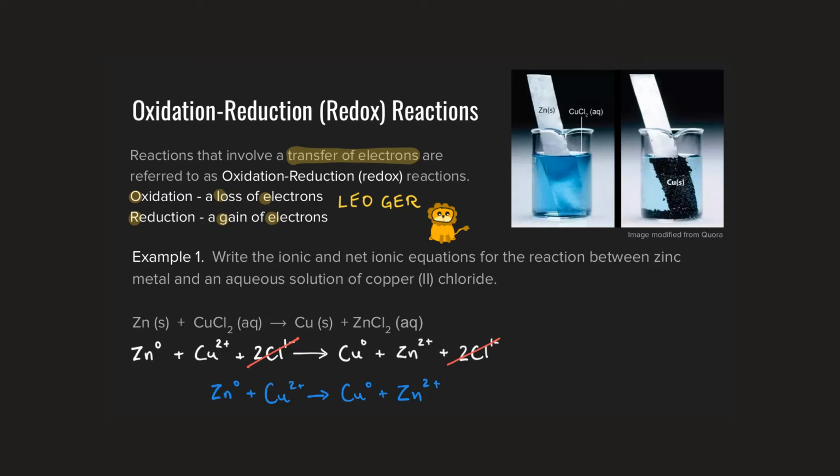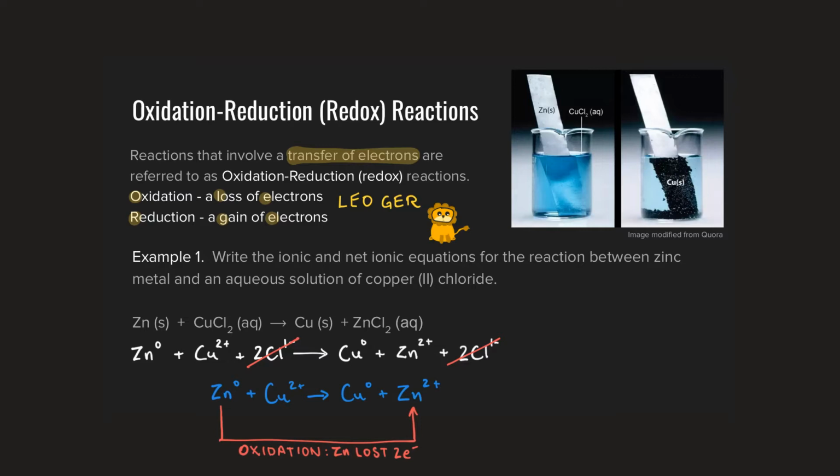Take a look first at our zinc. Before the reaction occurred, we had zinc metal with 0 net charge, that was elemental zinc. And on the product side, we have a zinc ion with a +2 charge, which means to go from a charge of 0 to a charge of +2, zinc has become more positive by losing 2 negatively charged electrons.